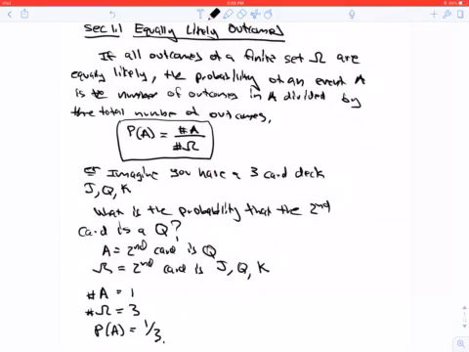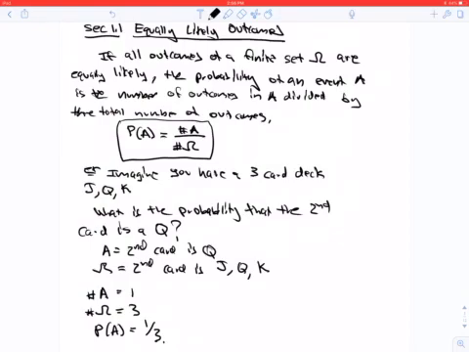So we start off talking about equally likely outcomes, and this is a situation where all the outcomes in your outcome space are equally likely, and the probability of an event, which is just some collection of outcomes, is then the fraction of the number of outcomes over the total number of possible outcomes. In other words, the size of your sample space.